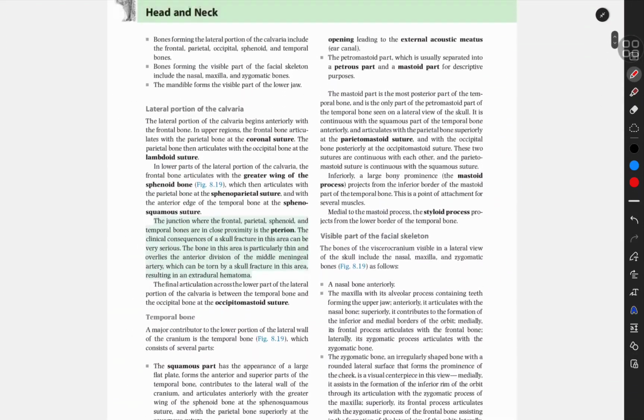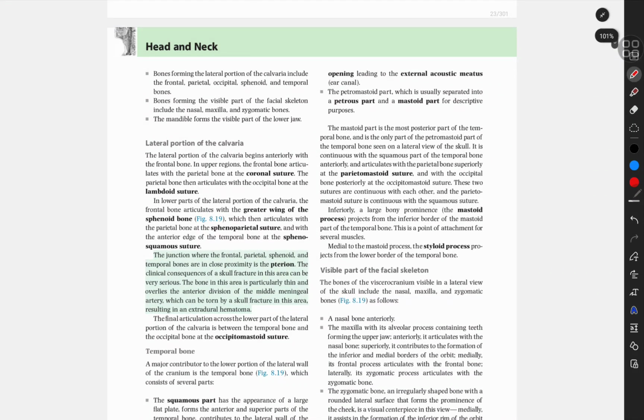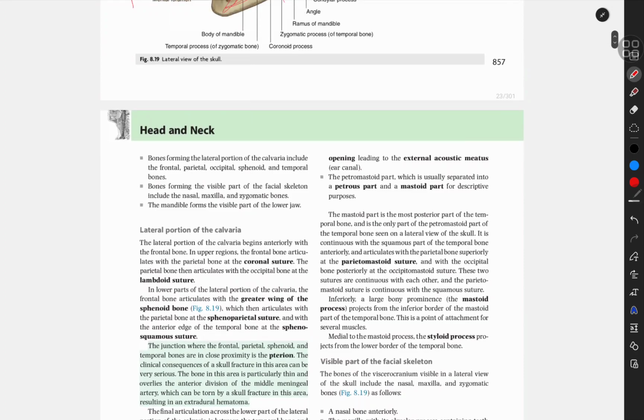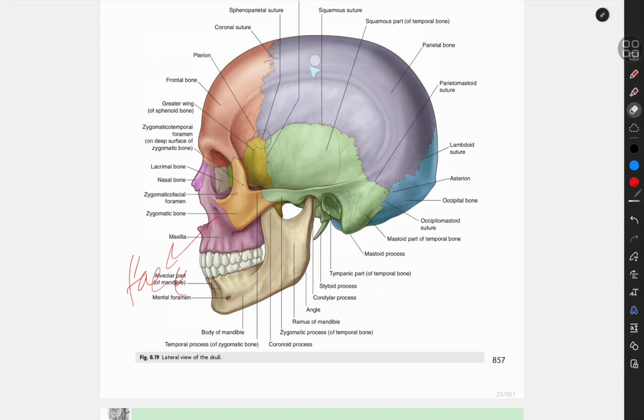This is just one page and they're just describing stuff. Bones forming the lateral portion of the calvaria include the frontal, parietal, occipital, sphenoid, and temporal bones. Frontal, yeah, this is getting messed up.